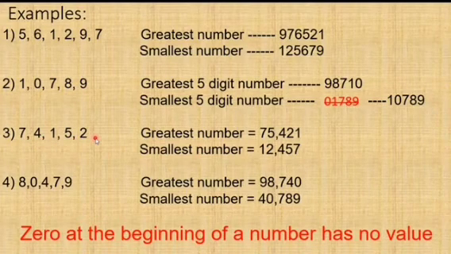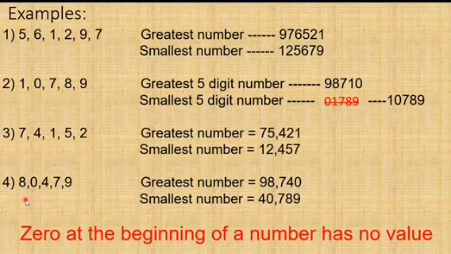Now we'll take up another example. 74152. You can also try, children. Greatest number is 7, 5, 4, 2, 1. The smallest number is 1, 2, 4, 5 and 7.